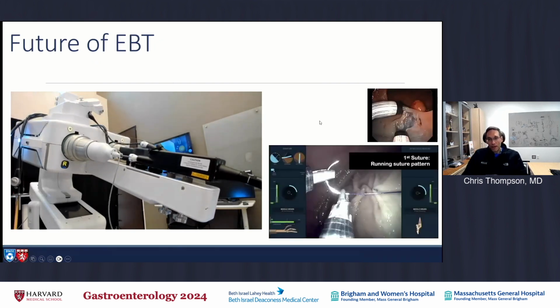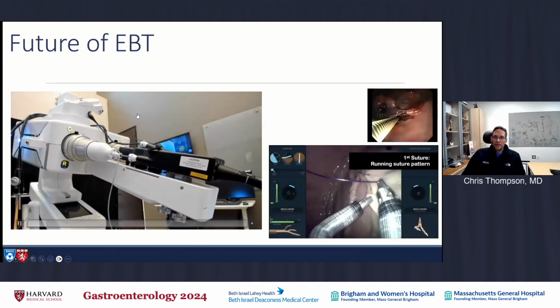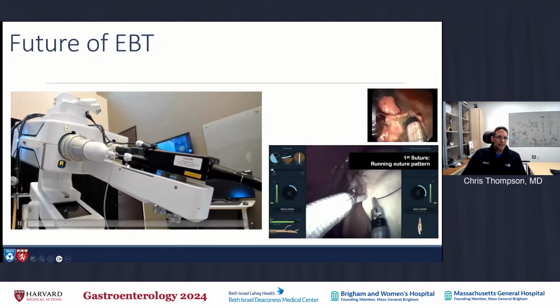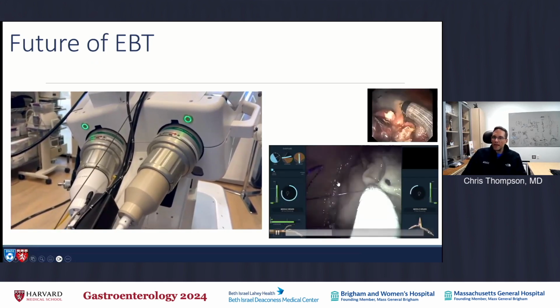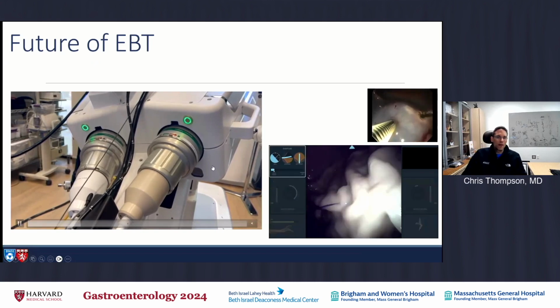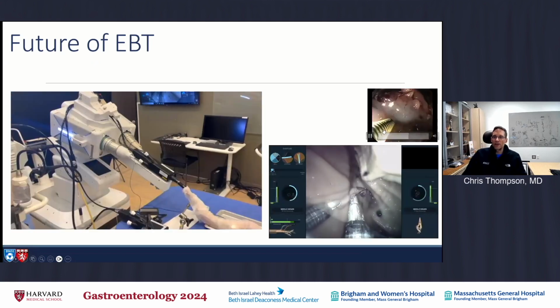And finally, what about new technology? Well, this is a robot we have in our lab right now. Actually, this is the old robot. The new one's very pretty, but this is an old robot, and we have a new one. And we're doing ESG with this robot. We're also doing endoscopic submucosal dissection with it.